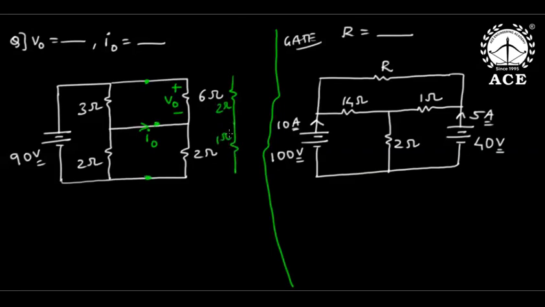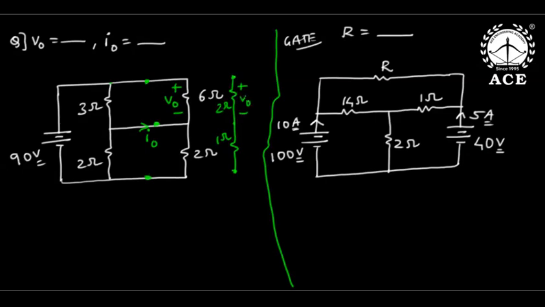Now first understand that is our reduction concept. Between the top node and this middle node, 3 and 6 parallel, 18 by 9, 2. And between these two, parallel 1. So from the source point of view, 90 volts, it is like 2 ohms and 1 ohm in series. Yes or no? After simplifying the parallel elements into a single element, from the source point of view these two are series.